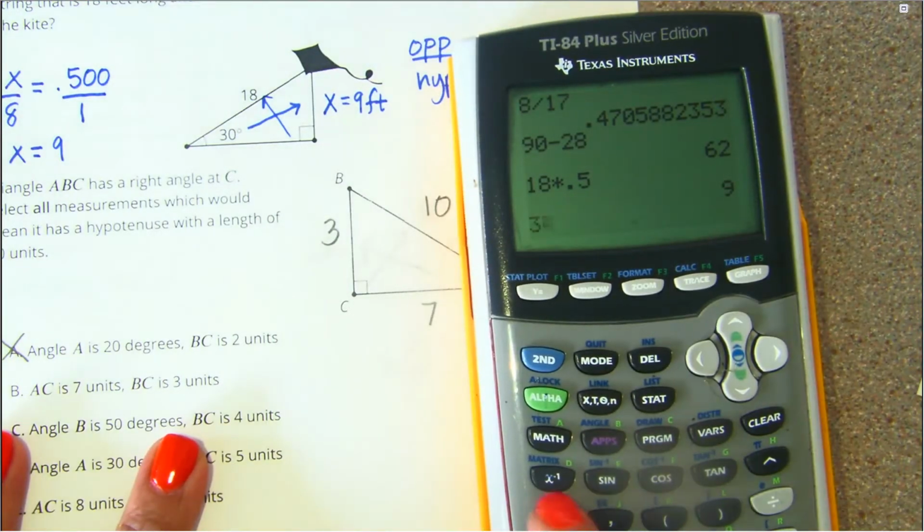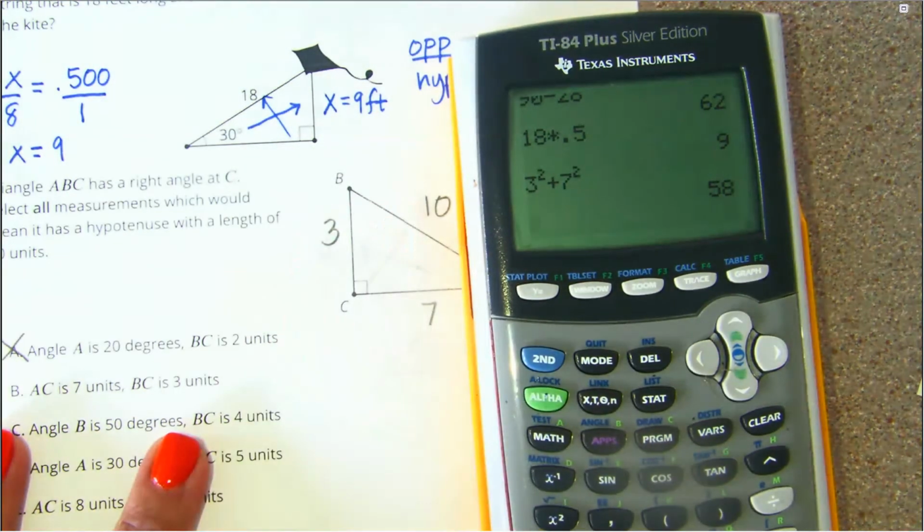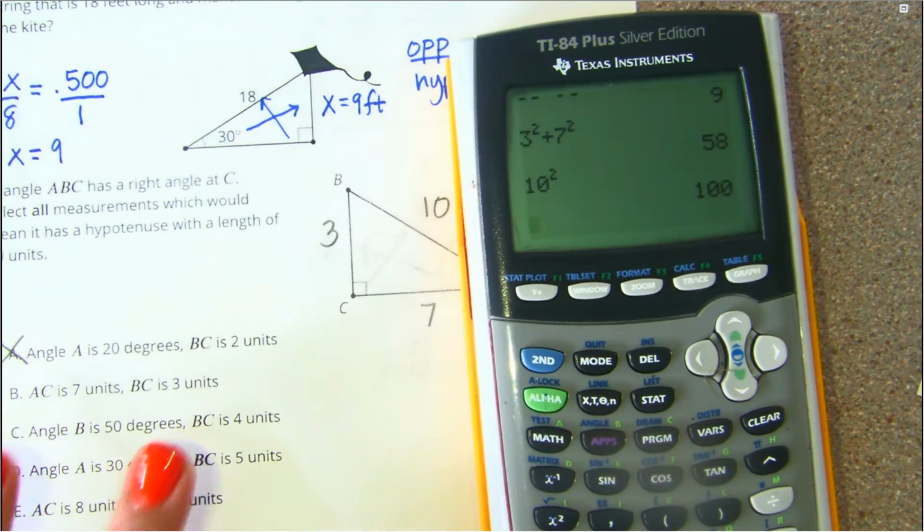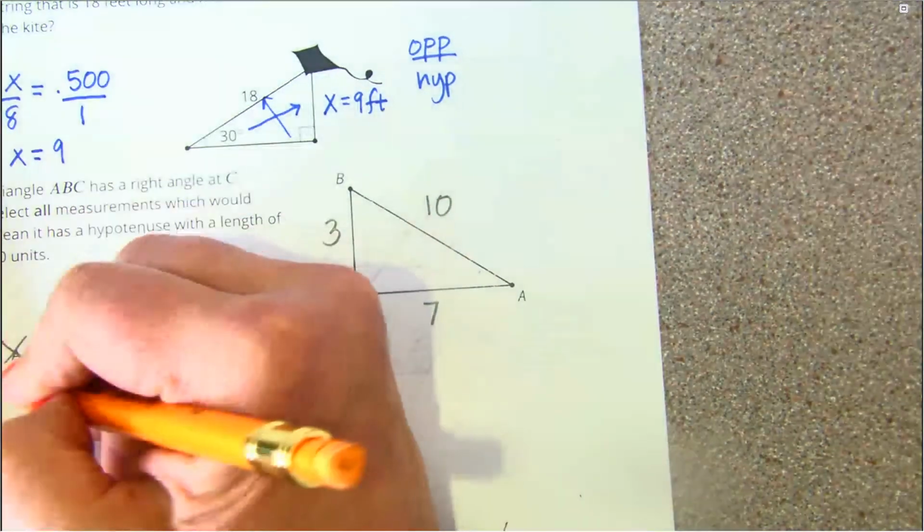3 squared plus 7 squared is 58. Is that equal to what 10 squared is? No. That doesn't work.